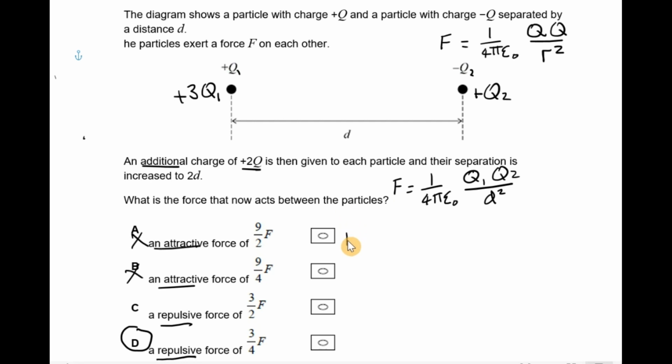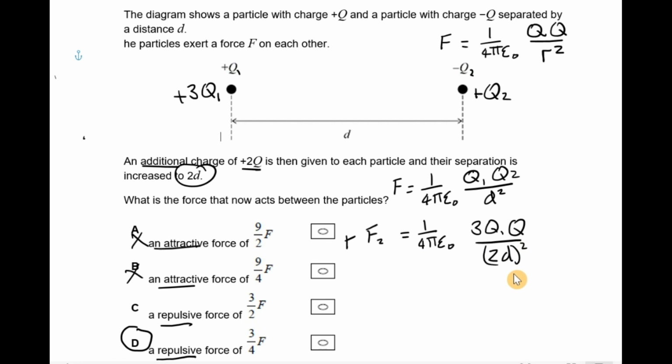We'll call this new force between the particles F2, and that's going to be equal to, once again, 1 over 4 pi epsilon 0. The charge on Q1 is now 3 Q1, and the charge at Q2 is now, it's the same magnitude, so we can say it's Q still. But the distance has been doubled to 2d. So the distance is now 2d, and all of that is squared.